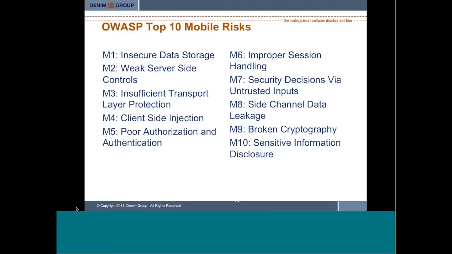We look at insufficient transport layer protection, failing to protect data while it's in transit. Client-side injection, again, we just kind of discussed that a little bit, and we'll see when we look at the overlap how that fared. Poor authorization and authentication, and that's an interaction between the code running on the client and whether or not the server side has an appropriate control in place to force proper authentication, to force authorization before access to different resources. That's tied up also with session handling.